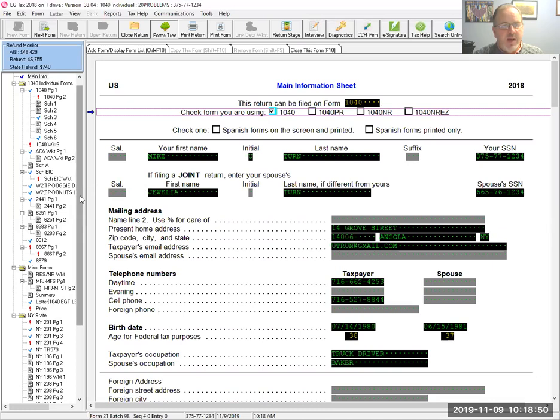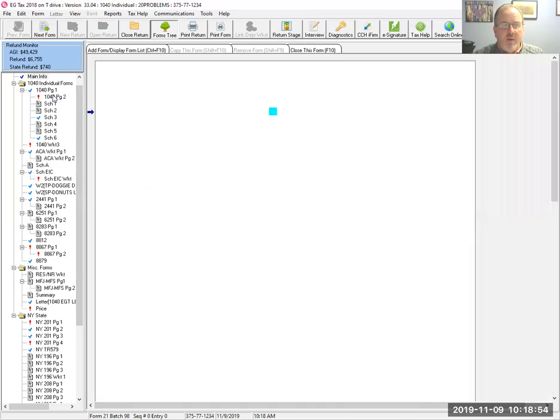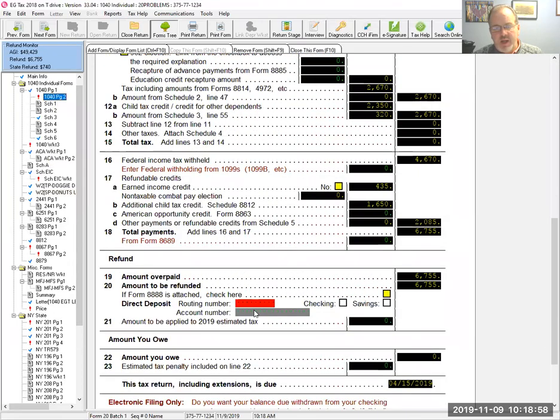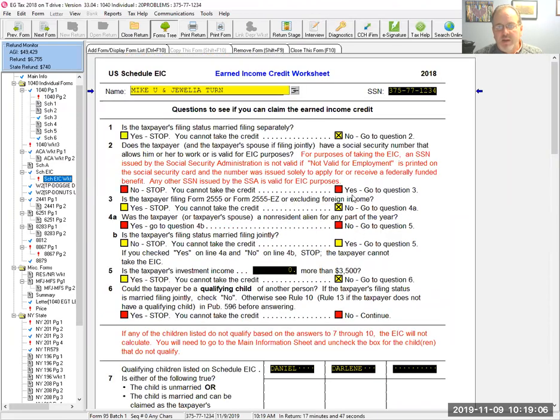Okay, as far as the screen here, we have a few things to clean up. If you look on my tree on the left, I got some red exclamation points. You just clean up, re-enter the routing number for his deposit. He wanted it to go into checking for the refund. Our EIC worksheet, we answer our questions on this one.